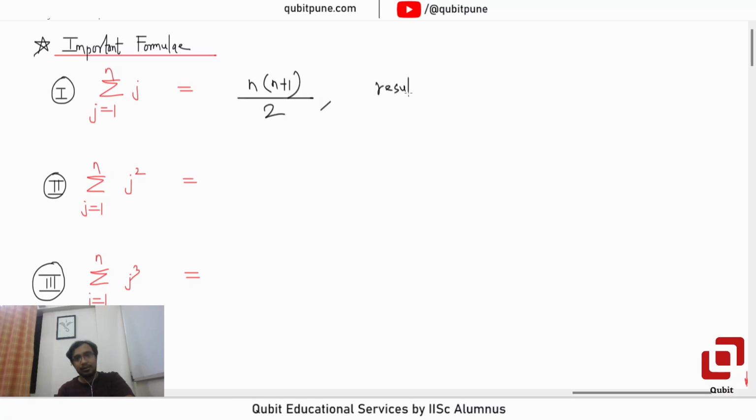Result provable using induction. Right, you can prove it. Try to prove it as an exercise on mathematical induction. Sum of j squared is a bit complicated. Sum of squares of first n natural numbers is n into n plus 1 into 2n plus 1 upon 6.